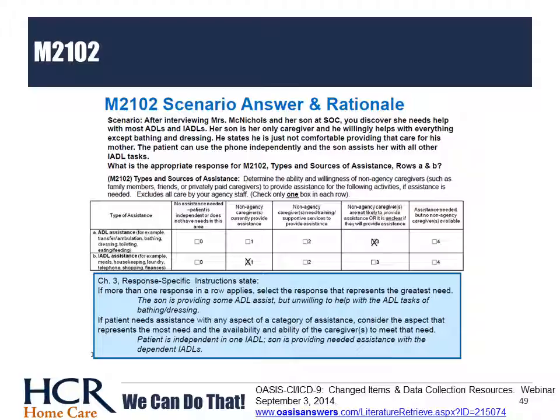And then for IADL assistance, the son is currently assisting with all IADLs except the phone, which the patient can use independently. But again, we score based on the area that the patient has the most difficulty with. So he is assisting with all IADLs. Therefore, we would choose option number 1, that non-agency caregivers, i.e. the son, currently provide the assistance with IADLs.